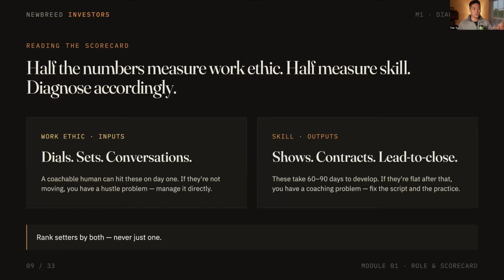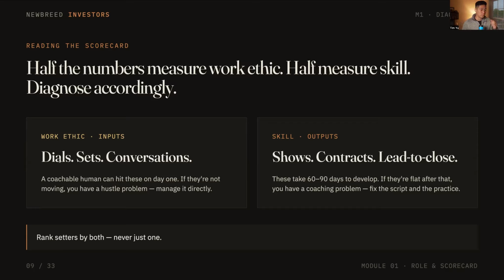And if they're not moving the needle towards getting more dials and more conversations, this is a hustle problem, and then you have to manage it directly. You do not want to wait to fix this problem because it's a hustle problem. I really want to hammer that home. If they show that they don't have the work ethic, you can easily replace them. You don't want to keep them in your business for 30, 60, 90 days. You want to get rid of it.